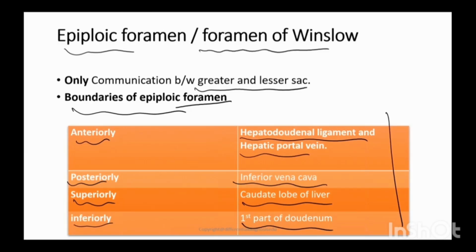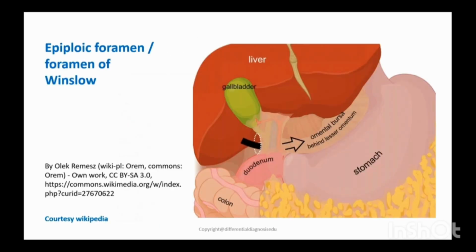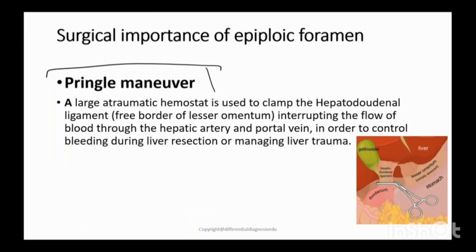So here, this is the epiploic foramen. So during the surgery, you can actually put your finger and compress this hepatoduodenal ligament. And this is the only communication between greater and lesser sac. So you can do Pringle maneuver. At this point, you can compress. Let's say if there is a bleeding during the surgery, you can actually put your finger here and compress this area to stop the bleeding. This is called Pringle maneuver.